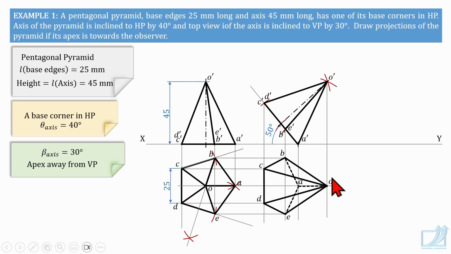Now let's locate axis in the top view. So axis is from center of base to apex. So this lowest point on the axis, now we are going to transfer in the top view. So the way you have drawn projectors from all corners, let's draw projector from center of base. Watch here, this line I have drawn here.